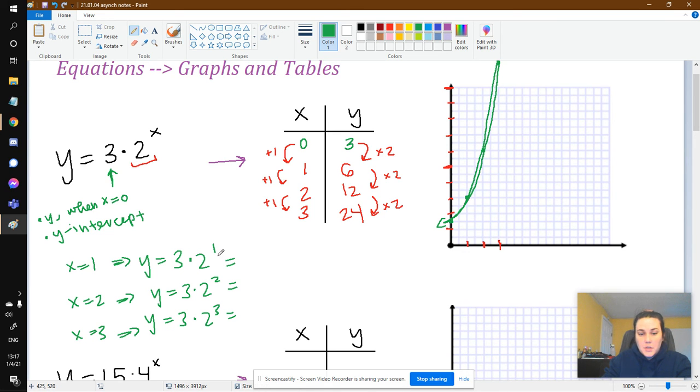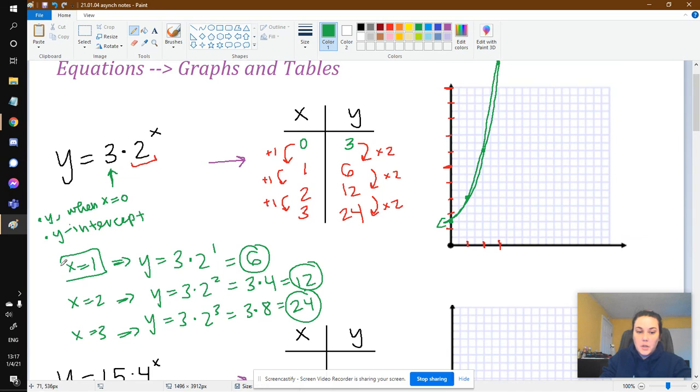We plug in a 1, this is just 3 times 2, which is 6. Nice. This is 3 times 4, which is 12. This is PEMDAS when we're simplifying this. So we do the 2 squared first, which is 4, then 3 times 4 is 12. And then again, for plugging in 3, we'd say 2 to the third is 8, and then 3 times 8 is 24. And that's another way to get these numbers, which is actually just plugging in to your original equation.